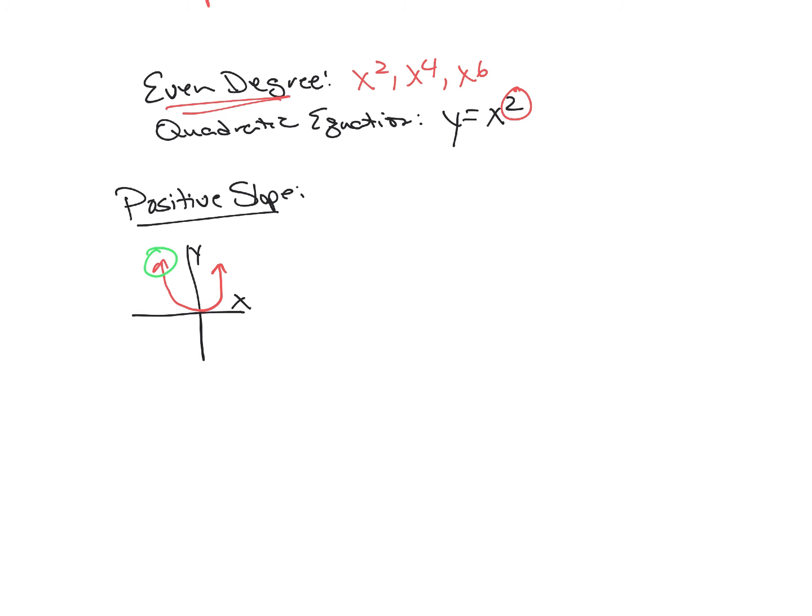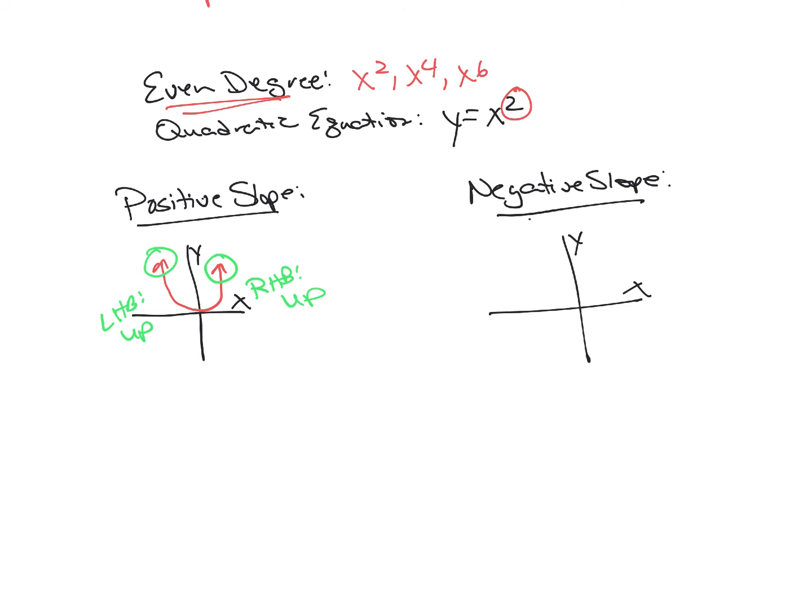And so we're going to look at our end behavior. Well, my left hand behavior is going up, and my right hand behavior is going up. And then if we have a negative slope, we have x, y. So my graph can look something like this, right? And so I'm going to look at my left hand behavior goes down, and my right hand behavior goes down.